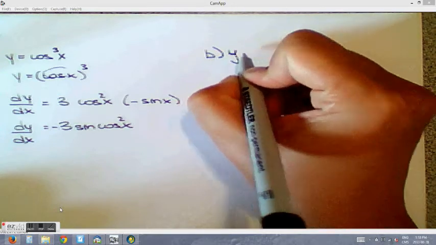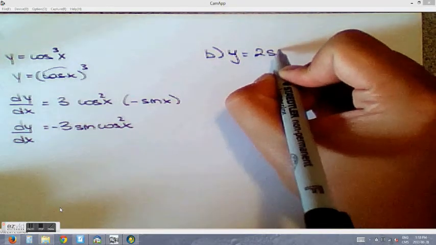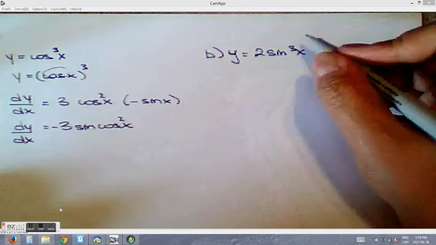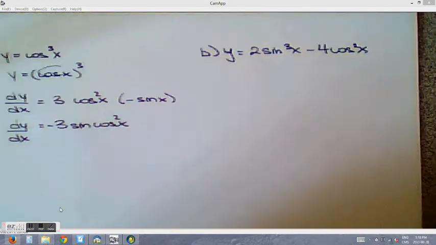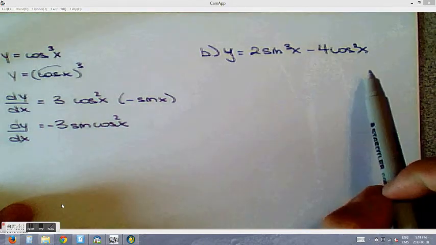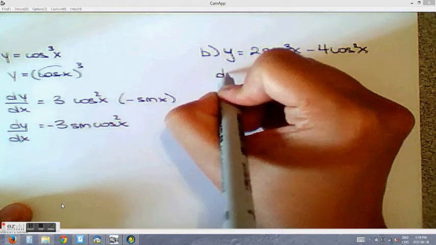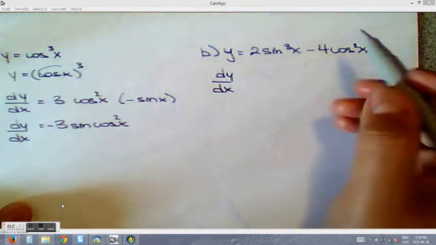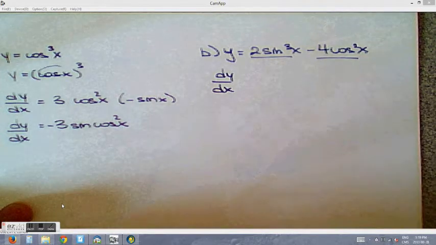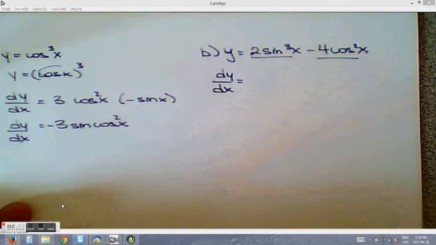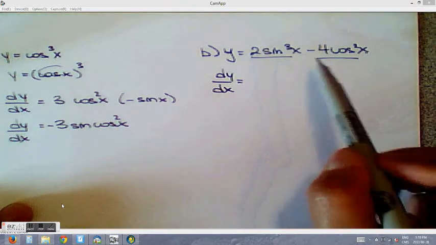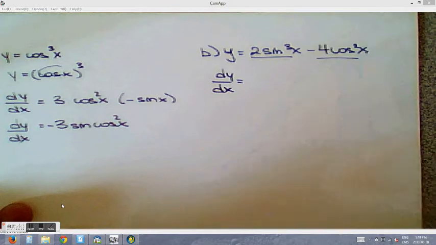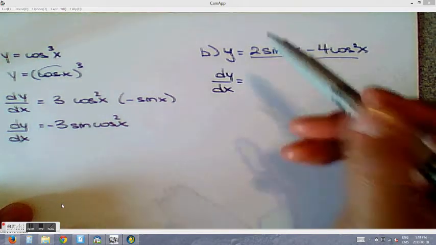So let's take a look at B. B, we said, was y is equal to 2 sine x cubed minus 4 cosine squared x. In this case, I'm not going to change our notation just so that you can get used to looking at that. So we take dy by dx. Remember there's two terms. Can we do this all in one line? Let's try and do that. What we're going to do is differentiate the first term, subtract it from the derivative of the second term. Let's do that all at once.